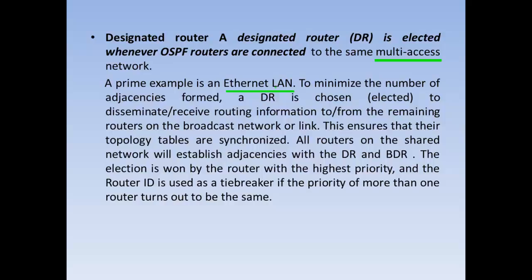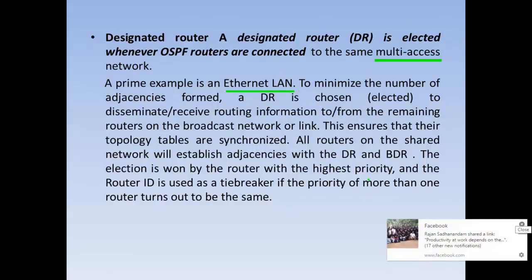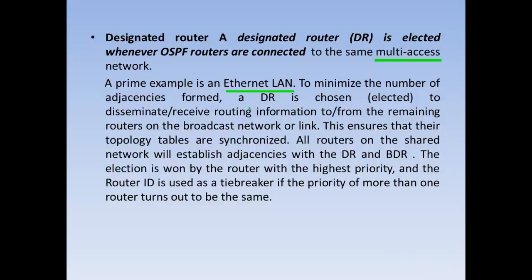Why does this happen? To minimize the number of adjacencies. As you know, OSPF is a vast protocol and can have any number of routers; it does not have any limitation. If all the routers start exchanging their databases with each other, naturally each becomes a neighbor with 1,000s of routers, and the database keeps increasing one by one. So they choose a DR within a specific area.